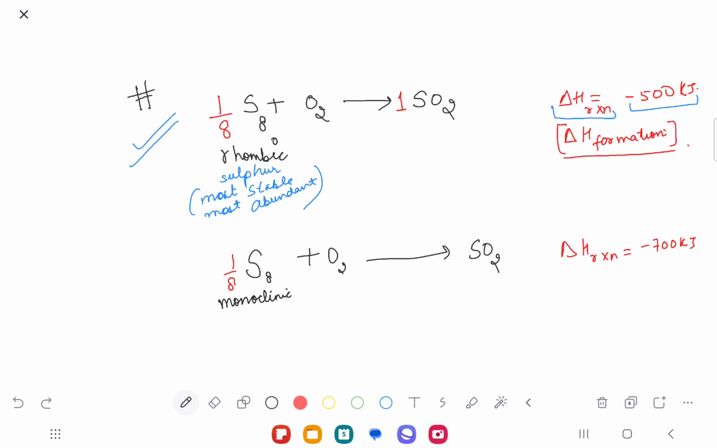Okay. So this is one thing. Next, we have the heat of combustion, the enthalpy of combustion. Now, enthalpy of combustion is actually defined for all the compounds. What is enthalpy of combustion?